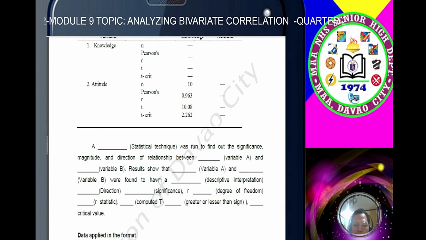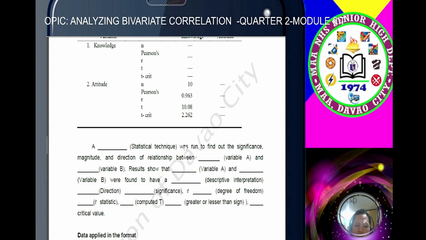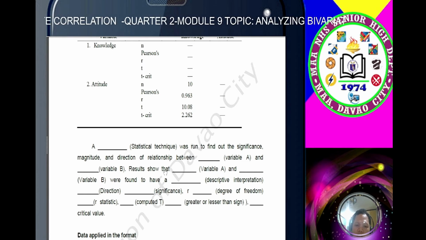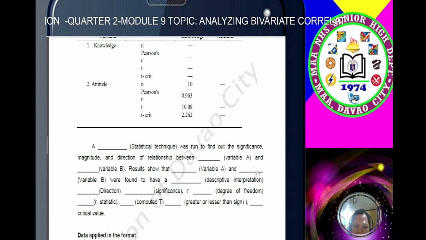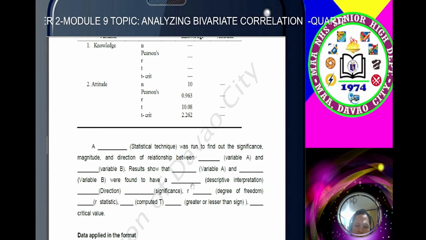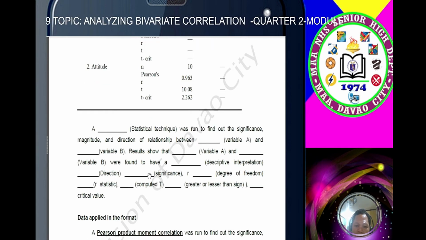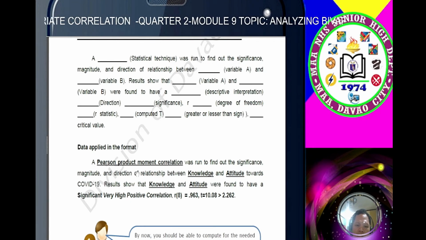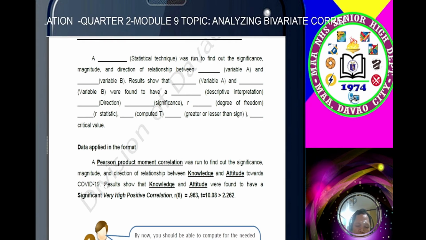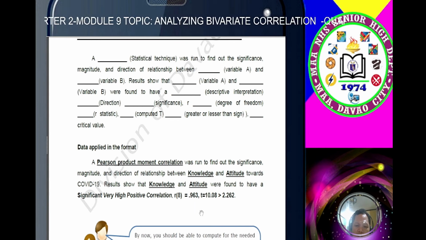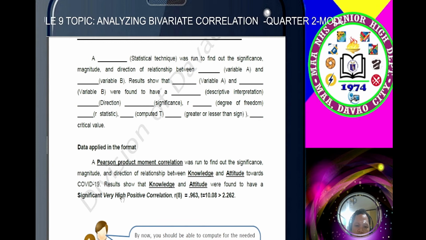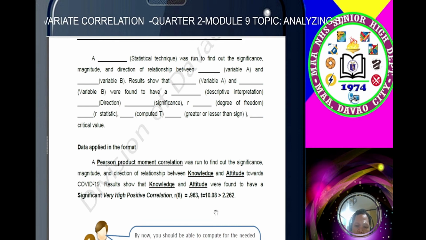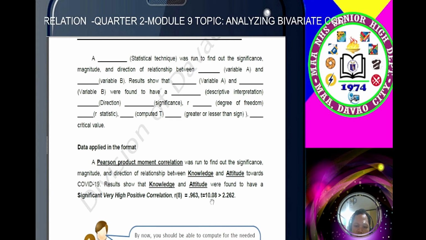Then this is the format for interpreting: this technique was run to find out the significance, magnitude, and direction of the relationship between variable A and variable B. The result showed that variable A and variable B were found to have a positive, high correlation, or negative, and so on. Just follow this sample: Pearson product moment correlation was run to find out the significance, magnitude, and direction of the relationship between knowledge and attitude towards COVID-19. Results show that knowledge and attitude were found to have a significant, very high correlation, which is 0.963. T is 10.08, our computed T value, which is greater than the tabular value 2.262.